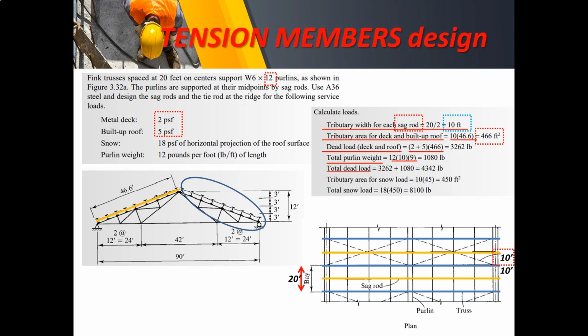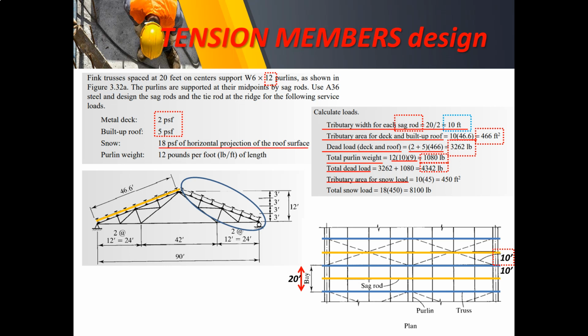So therefore, for the total dead load, you just have to sum 3,262 and 1,080. And that will yield 4,342 pounds. So moving on to the tributary area for the snow load.